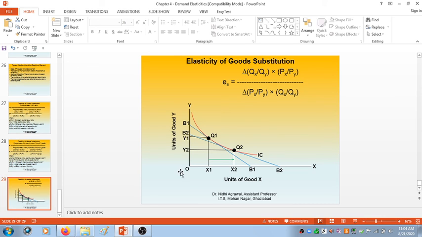This is the diagrammatic representation of elasticity of goods substitution. This is the formula. And elasticity of goods substitution is related to the substitution effect actually. So this part will also be covered in my next lectures that will be based on the price effect. The concept has been taken from there, so you can have a better understanding of this figure after studying that particular chapter.